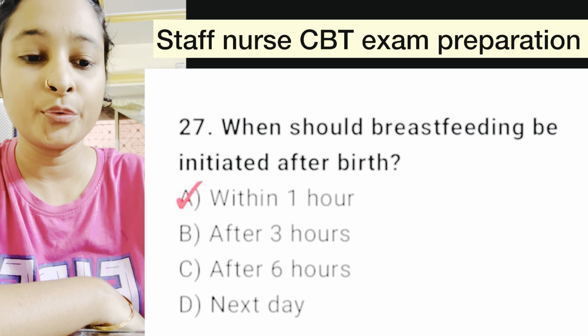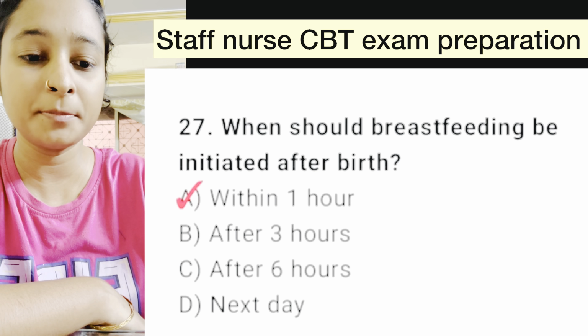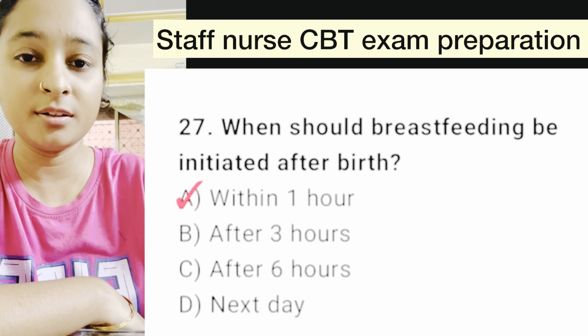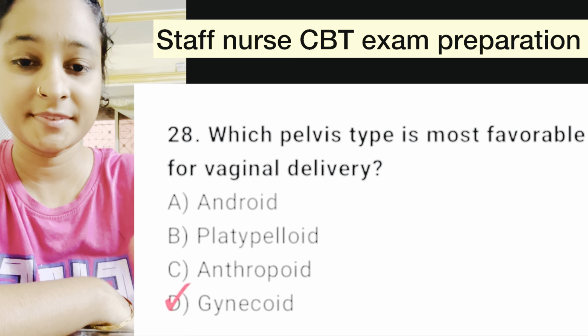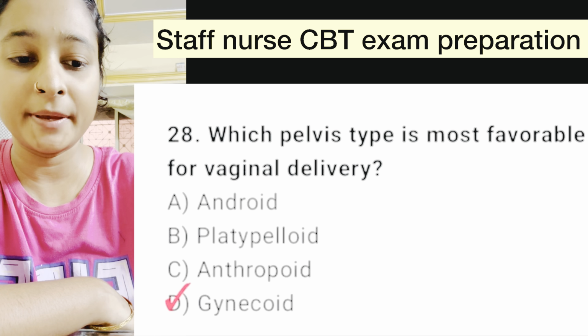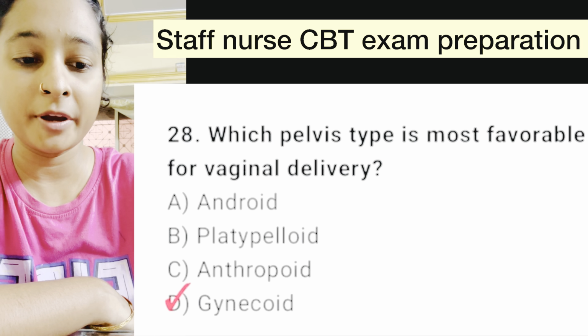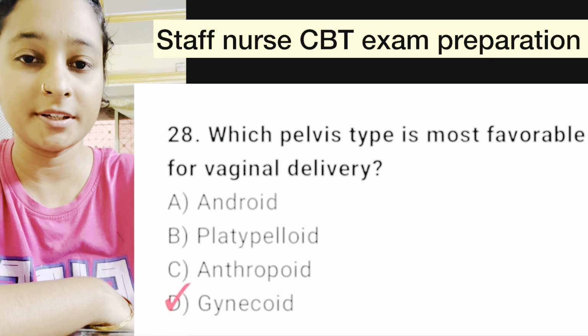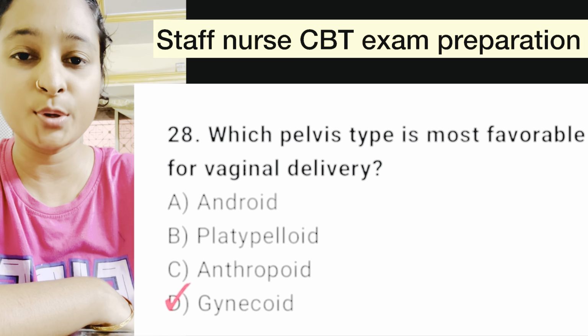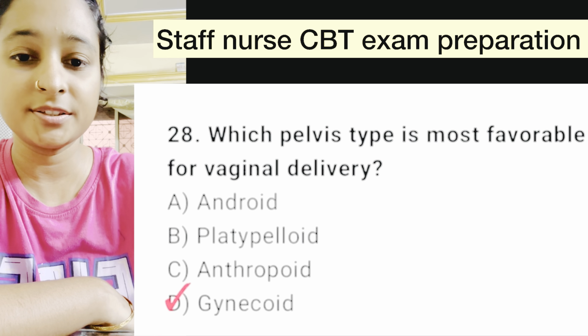Next question. When should breastfeeding be initiated after birth? Right answer is option A, within 1 hour. Next question. Which pelvic type is most favorable for vaginal delivery? Right option is option D, gynecoid.